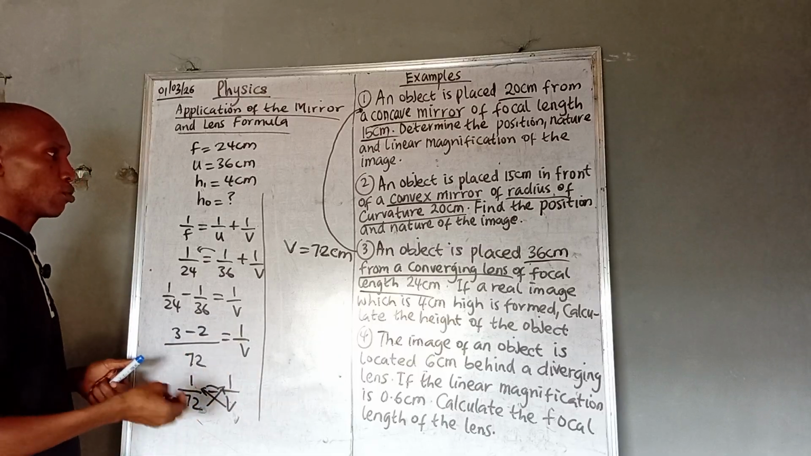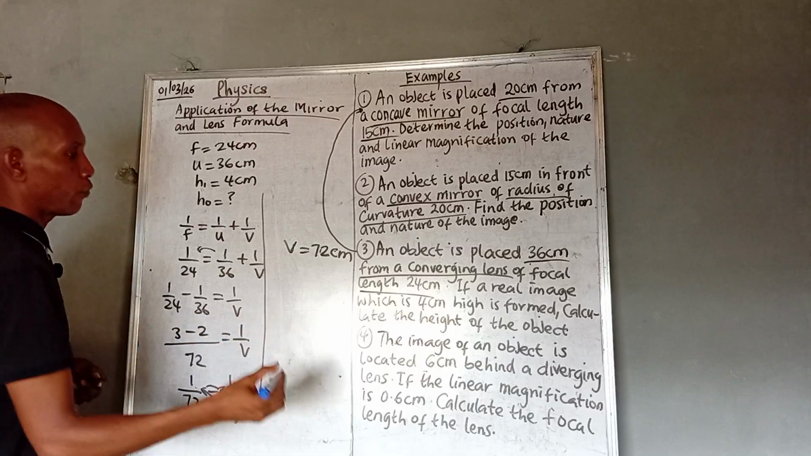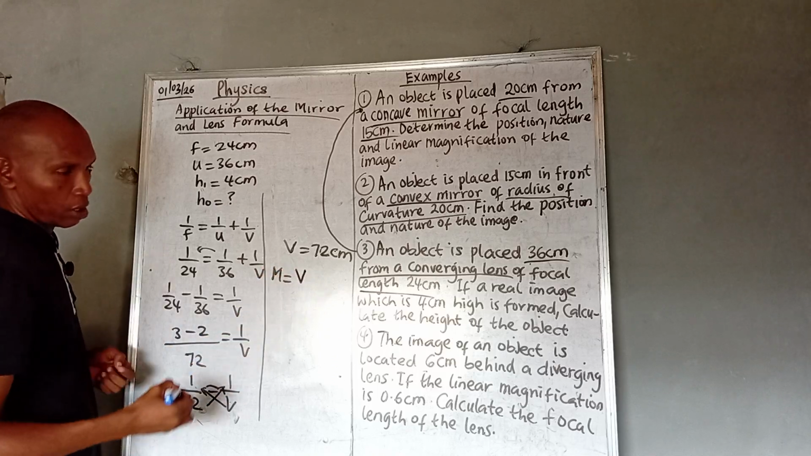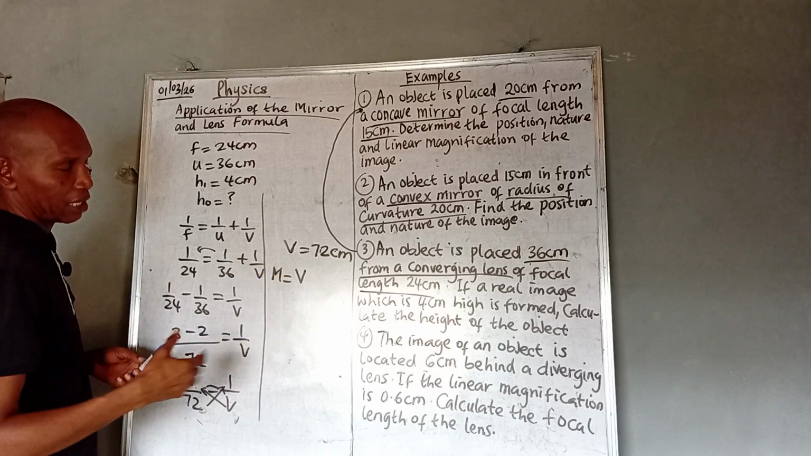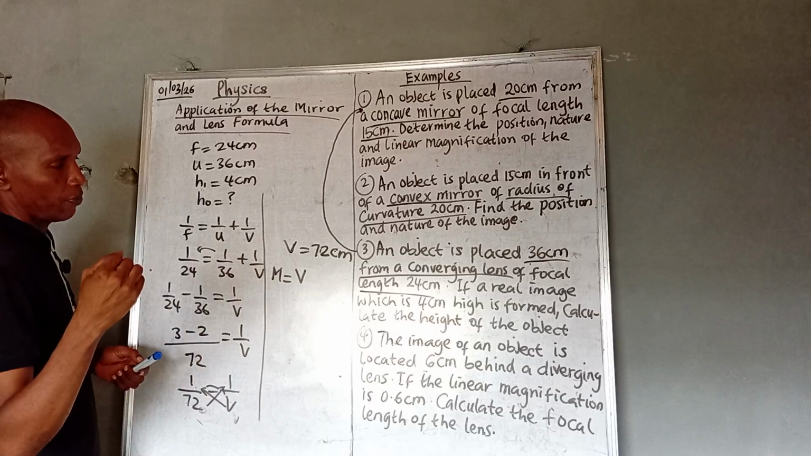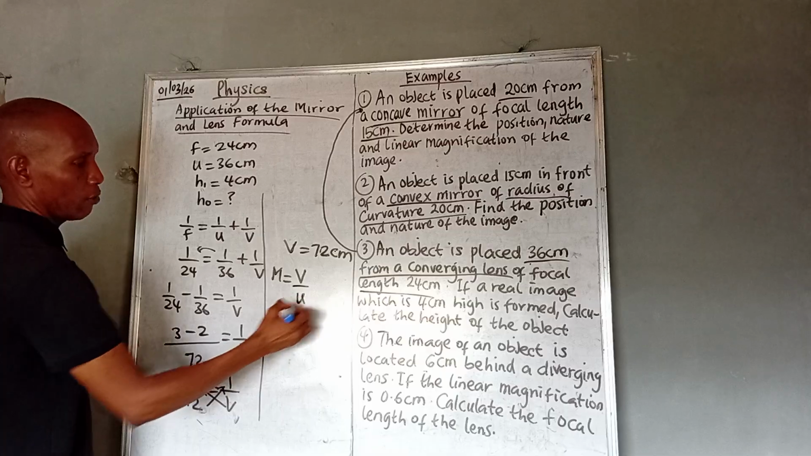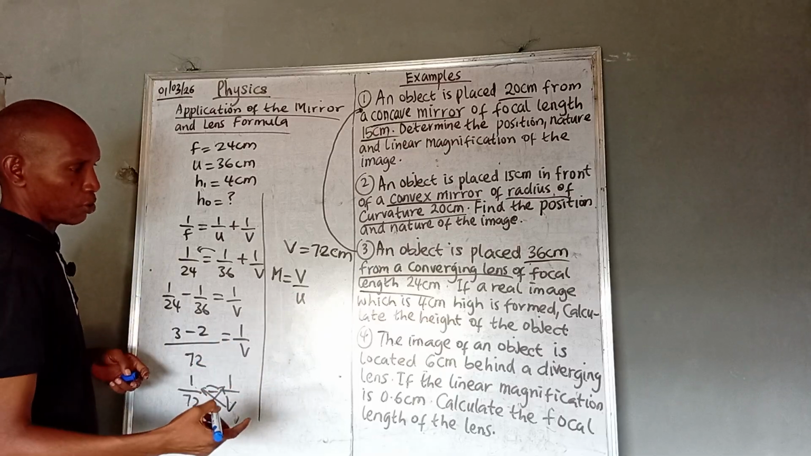This time around, we need to look for the object height. Now, don't forget that magnification is mathematically expressed as m is equals to v over u, where v is the image distance and u is the object distance.